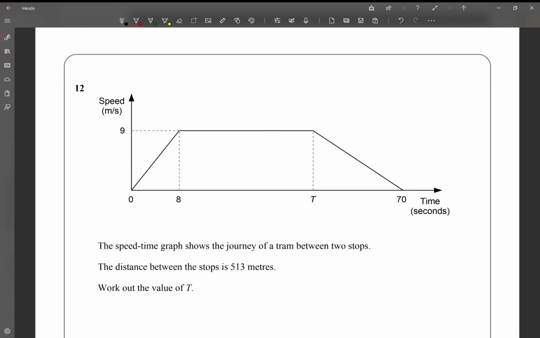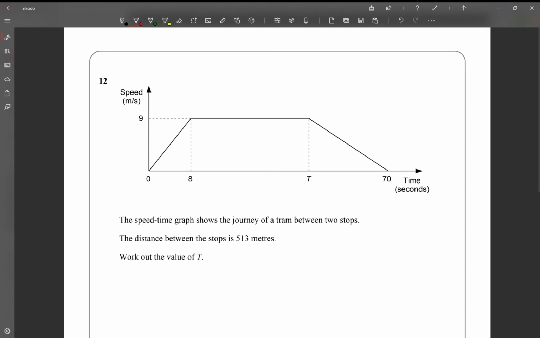Okay, here's a question on speed, time and also distance. It's in a graph format, but I always like to draw the trusty triangle. If you want to have a go at that before, you can pause it now and have a go, and I will now continue with the question.